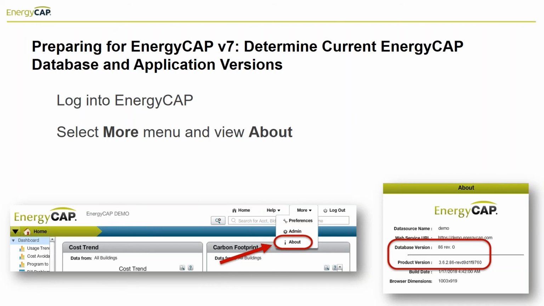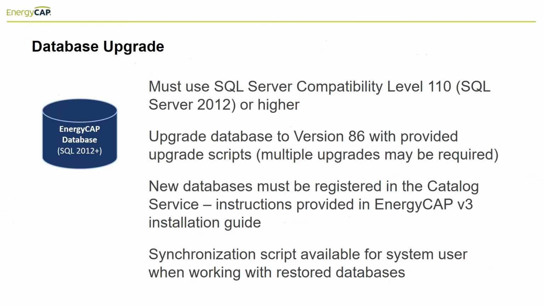Let's talk a little more about the database upgrade. I mentioned it already, but just want to reiterate that you must use SQL Server compatibility level 110 or higher. That is SQL Server 2012 or higher. So if you're migrating your database to a SQL 2012 database, remember to check the compatibility level to make sure that it's at least at 110 or higher. To upgrade the database to version 86, you would use the included upgrade scripts. Depending on the version of the database that you're running now, you may need to run multiple upgrade scripts in succession in order to get to database version 86.